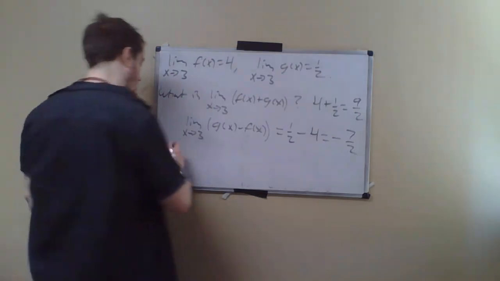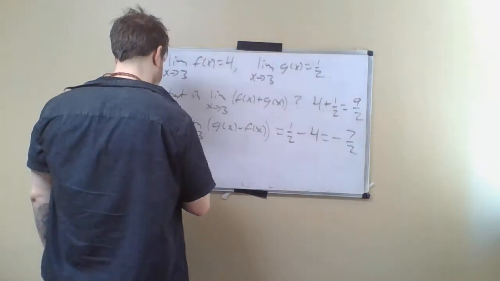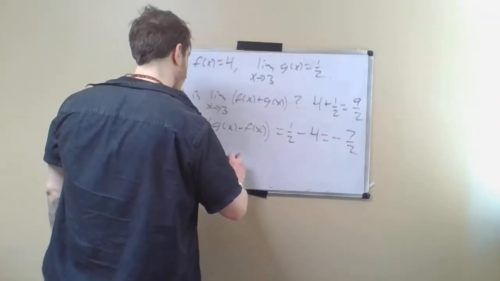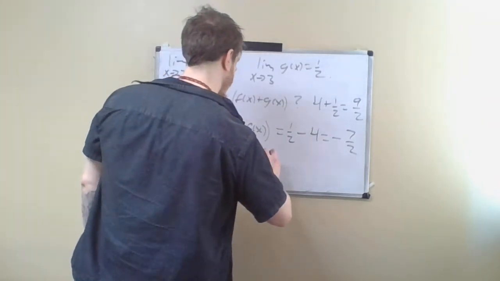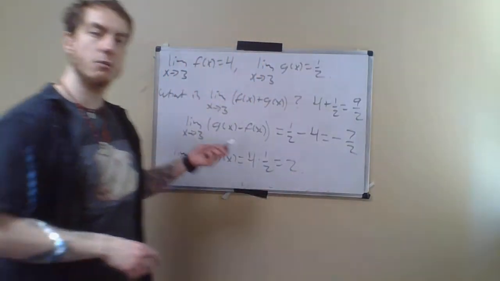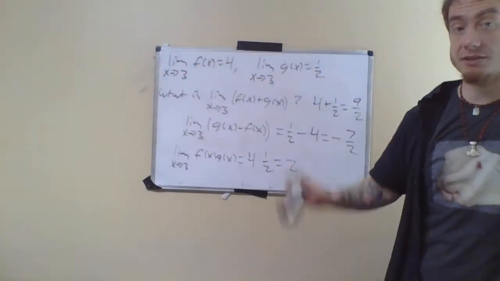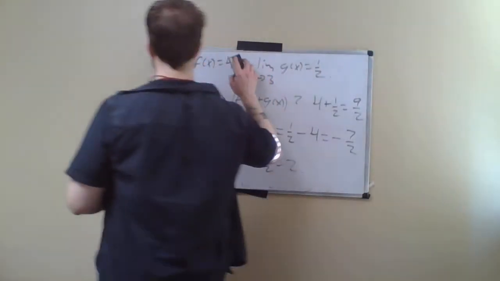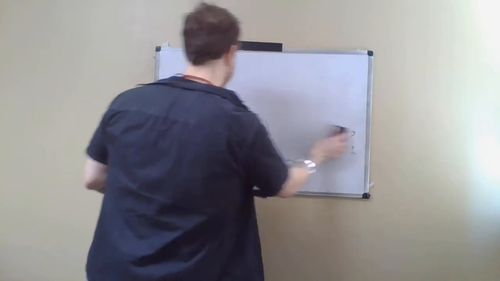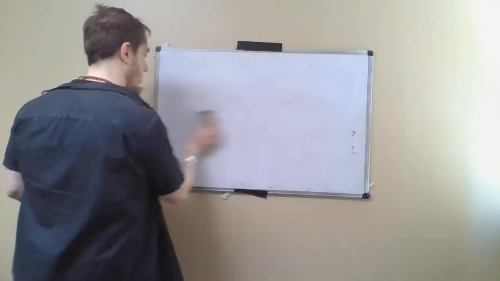What about the limit of the product? So the limit as x approaches 3 of f of x times g of x, well, that's just going to be 4 times 1/2, which is 2. And we can do the same thing with the ratios and everything as well, okay? So once again, it's not a big deal to find these limits. I will leave finding the limit of the ratios there to you.